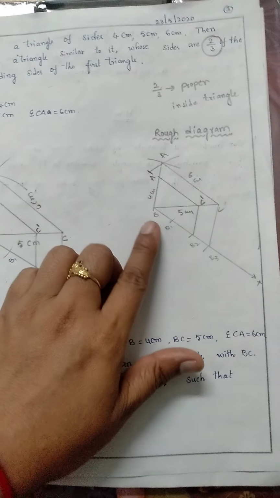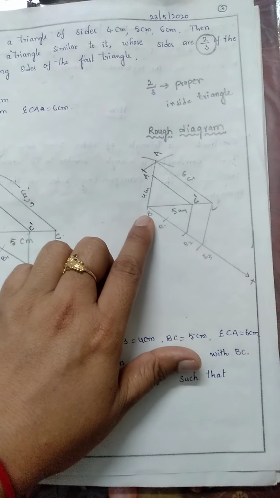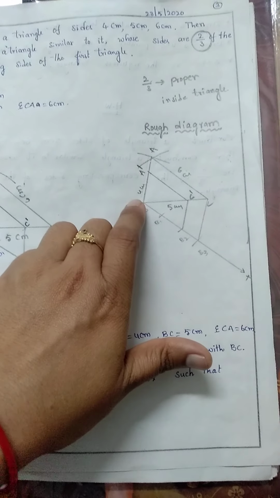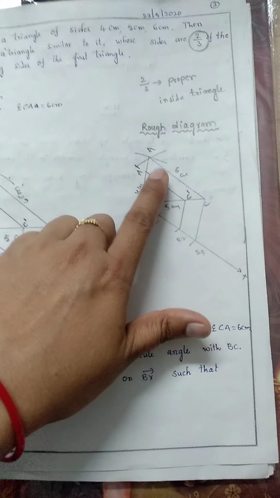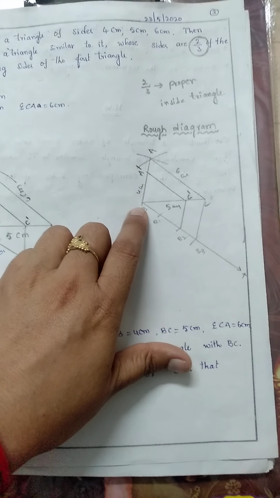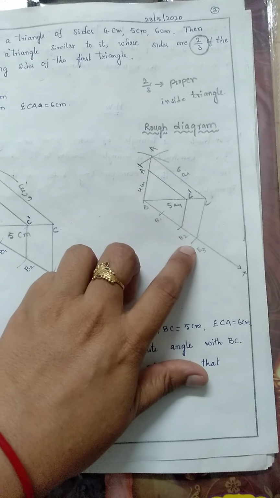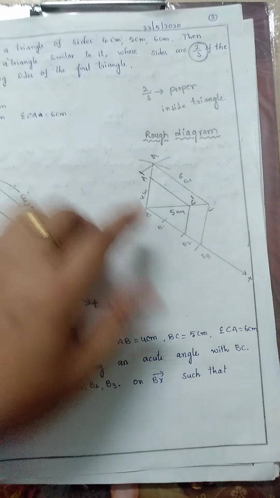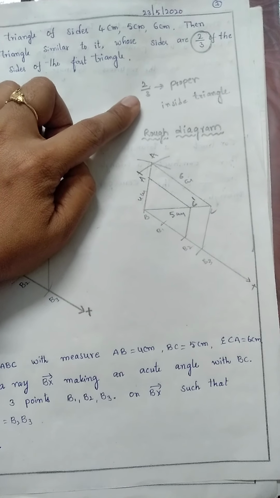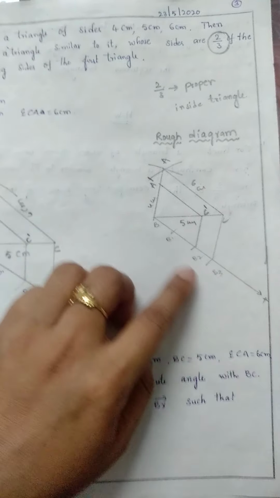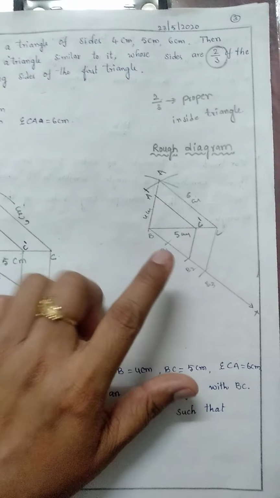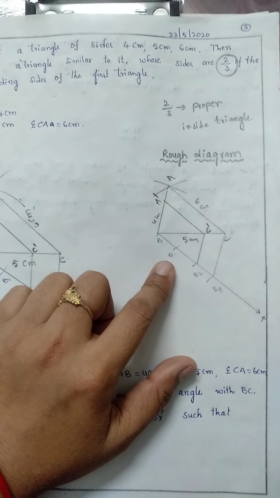First, you must draw the rough diagram. Okay, BC is 5 centimeters, AB 4 centimeters and CA 6 centimeters. First you draw the triangle ABC. Afterwards you take the acute angle BX and divide it into 3 parts, because in the fraction 2 by 3, the greater number is 3. So you divide the acute angle into 3 parts. Okay children, so it is a rough diagram. Must and should draw the rough diagram.